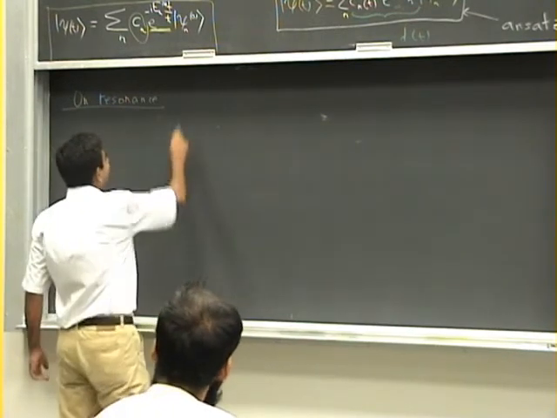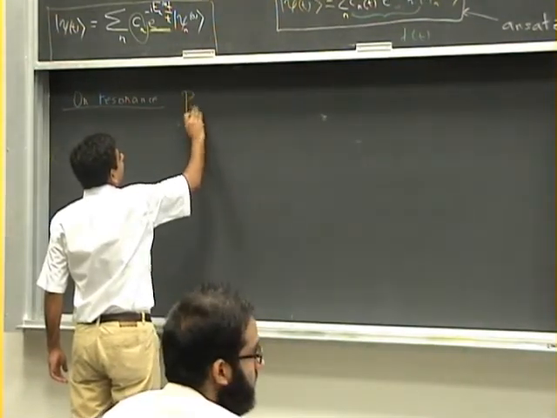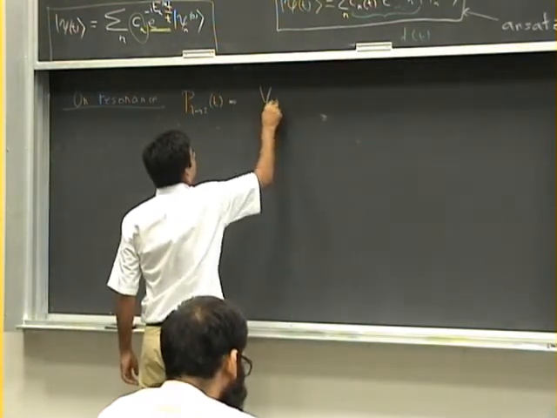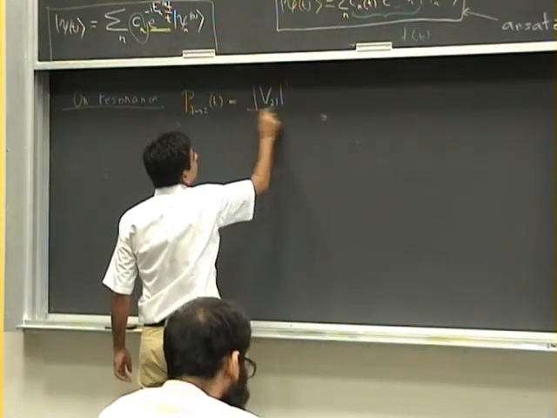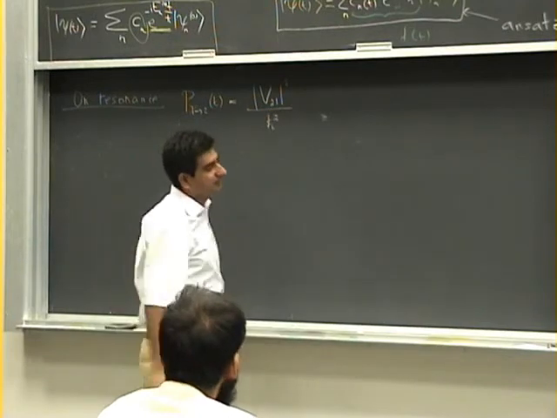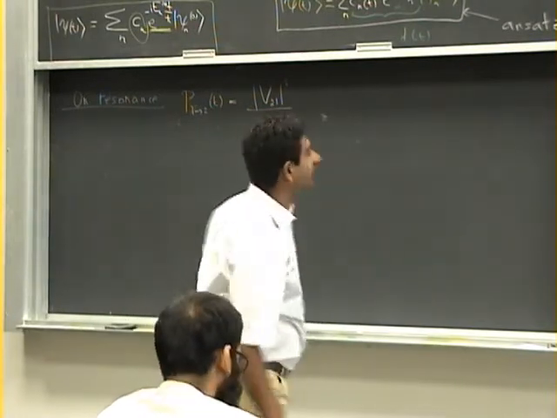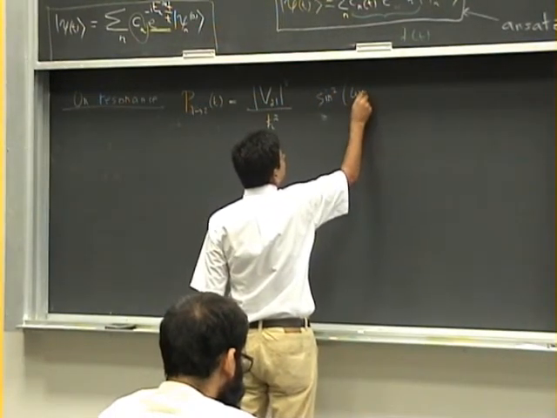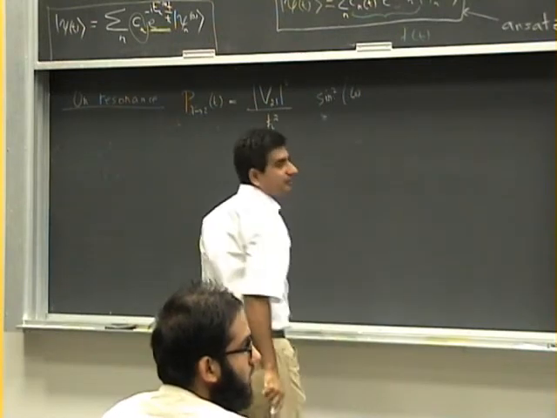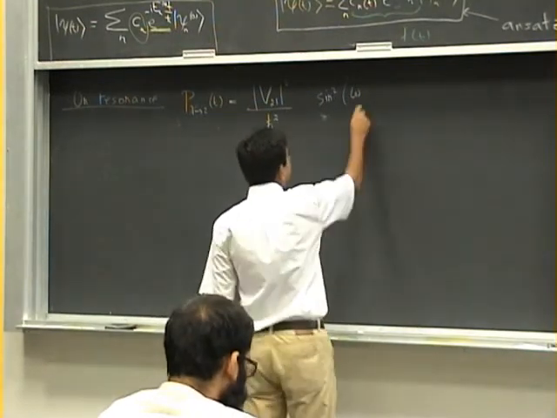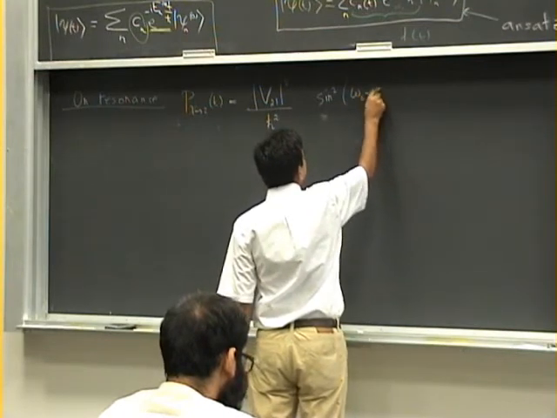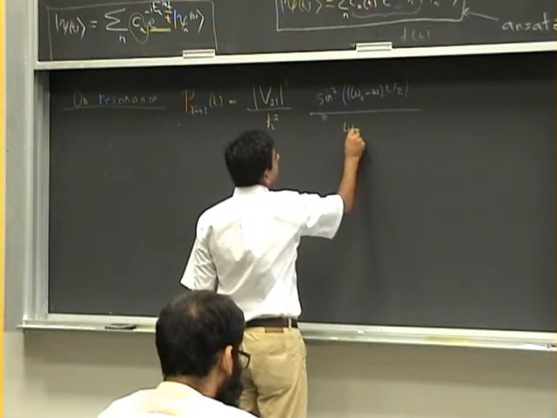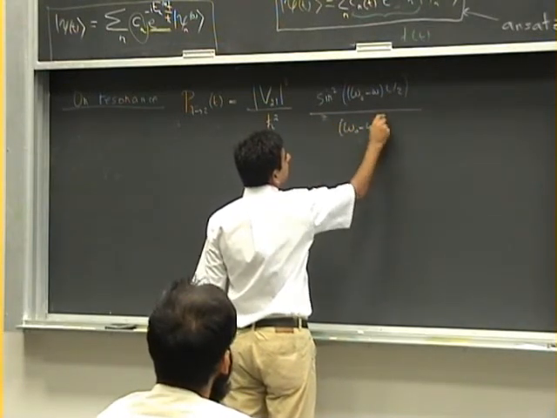Really good, really good. P one going to two as a function of time is the modulus squared of b21 over h bar squared, sine squared of (omega naught minus omega) t by 2, over (omega naught minus omega) squared, right?